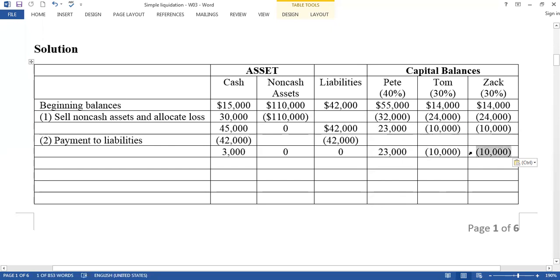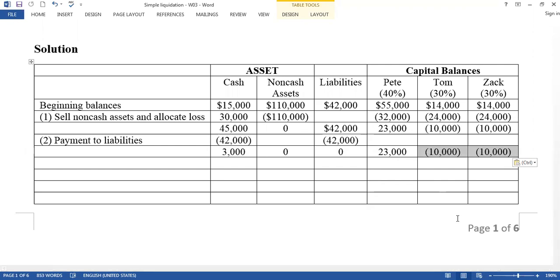Do you understand? According to this point here, we have $3,000 cash. This cash can only be claimed by P because P has the positive capital balance, right? But Tom and Jack, they don't have a positive capital balance. Now we are going to compare Tom and Jack first because both of these two people, their capital balance is negative.